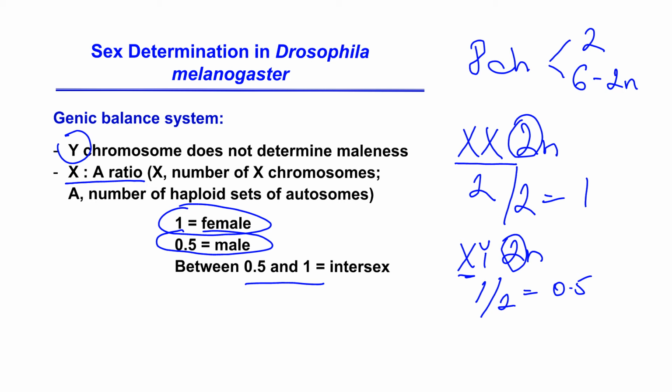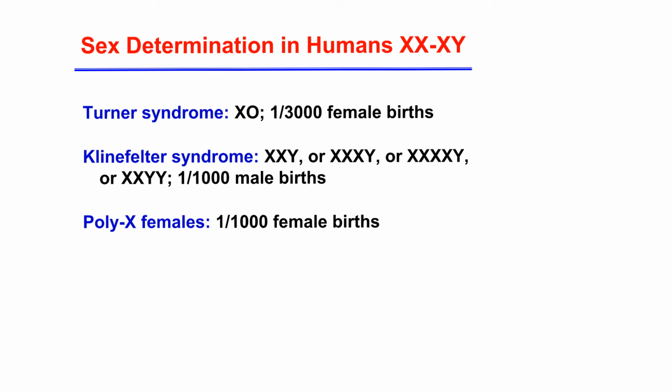So let's look at some abnormalities in chromosomal number which result from non-disjunction during meiosis. These disorders will clearly illustrate the importance of the Y chromosome in human sex determination. Let's first look at XO constitution, which means that the individual has only one X chromosome. This occurs in 1 out of 3,000 female births, and it is known as Turner syndrome.